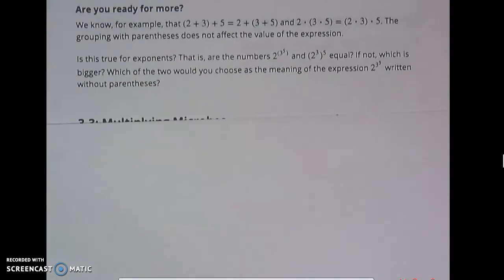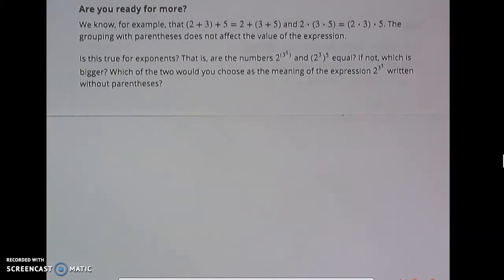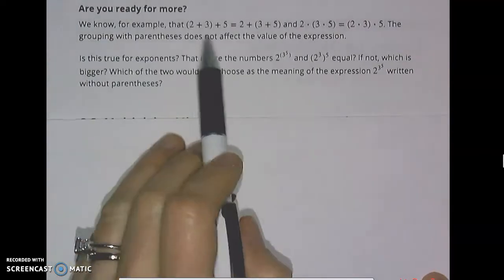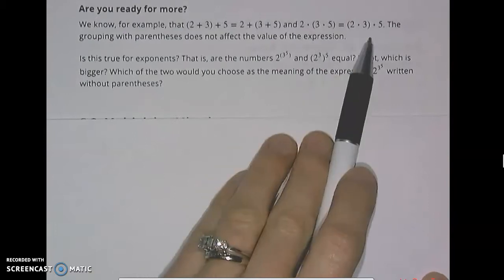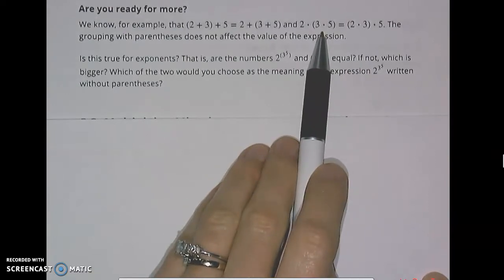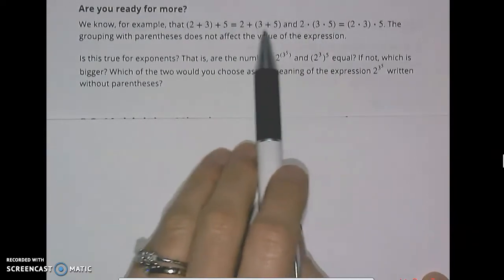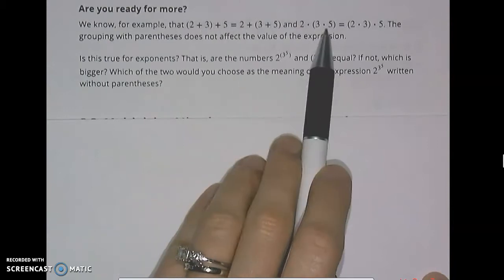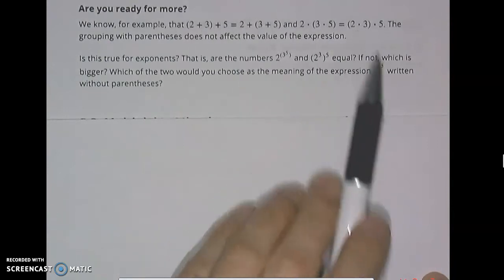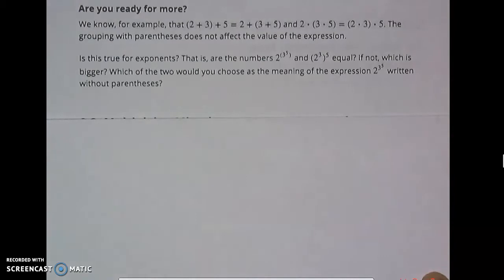So we know, based on the associative property of addition or multiplication, that these two things are equal to each other. These two sides are equal. These two sides are equal. The grouping with parentheses doesn't affect the value of the expression. The answer is the same on both sides. Is this true for exponents?